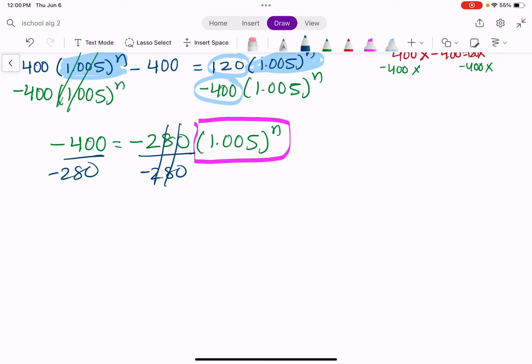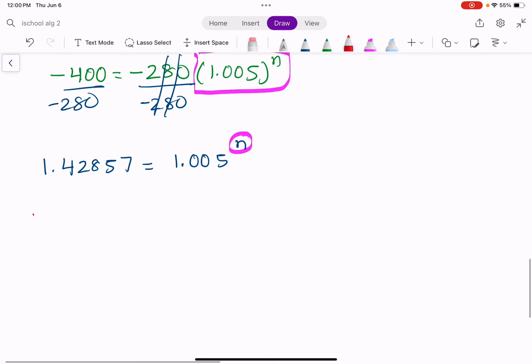Cross that out. When I divide negative 400 by negative 280, I get 1.4. Do this in your calculator. Pause and do this. You get 1.42857. I think it continues on. Equals 1.005 to the power of n. Again, I don't like when the variable is an exponent. So to move that down, I have to take the log of both sides. So I'm going to do just that.